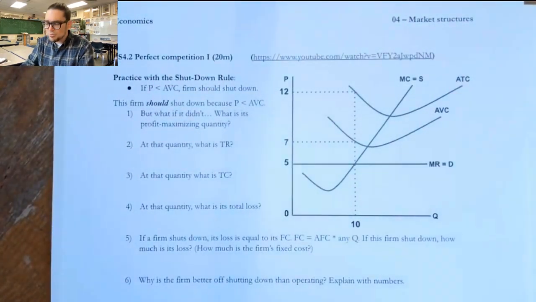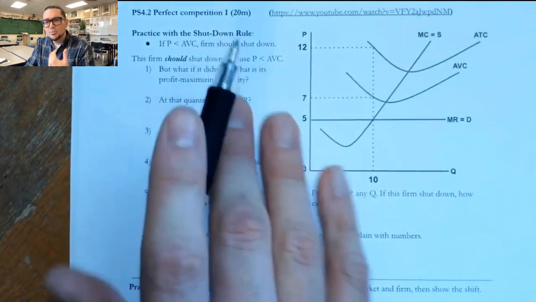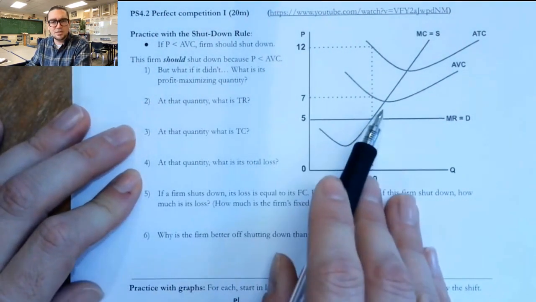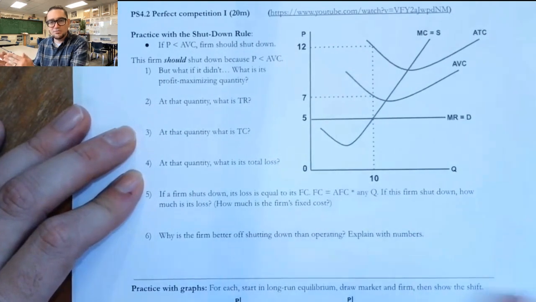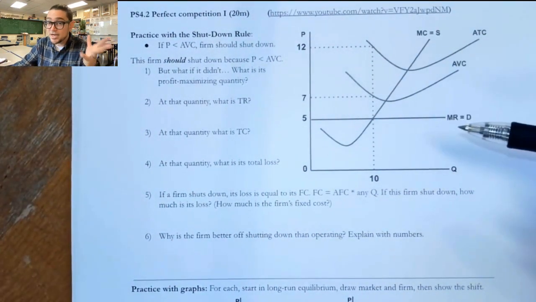Now, we remember that the shutdown rule says if price is less than AVC, the firm should just shut down. But what if it didn't? What if it chose to actually produce? So we're going to run through a thought experiment of what this firm should do. Mr. DARP has fallen below AVC. We know they should shut down, but what happens if they didn't?